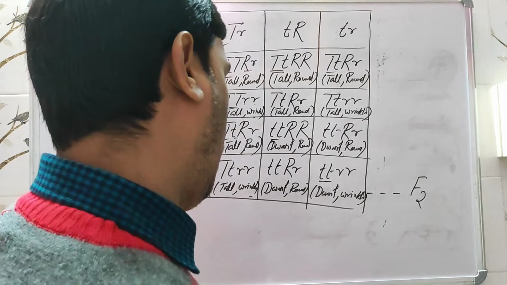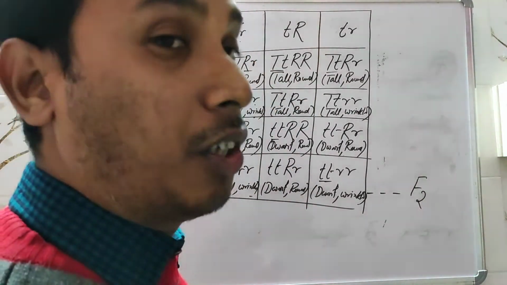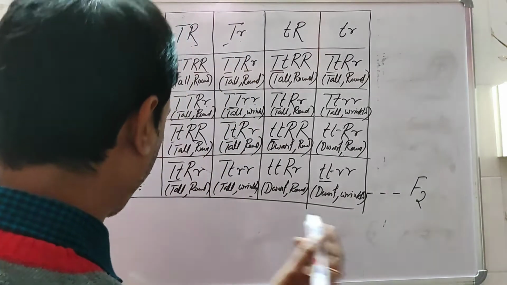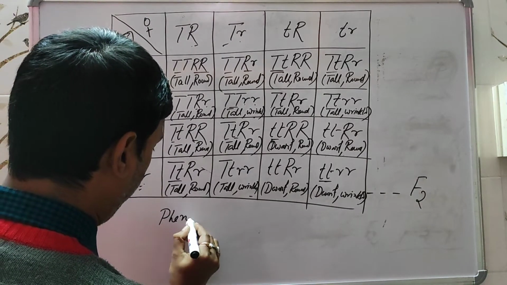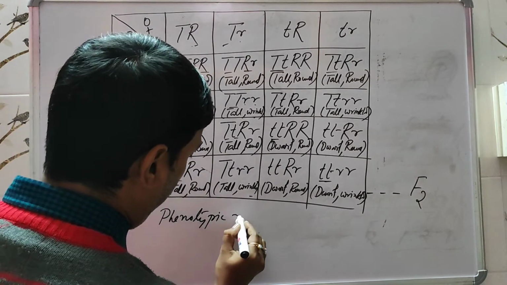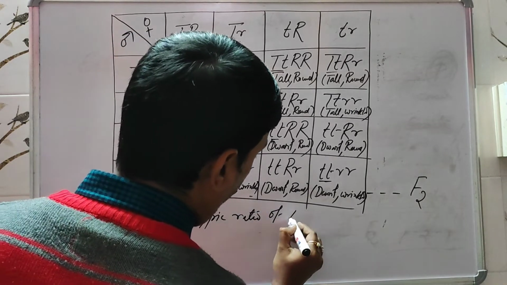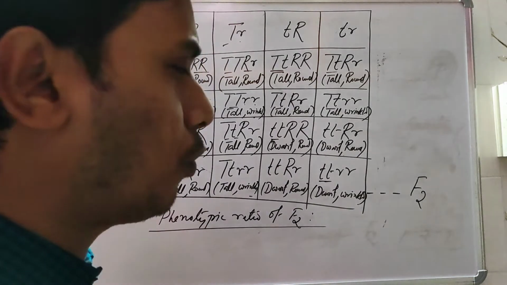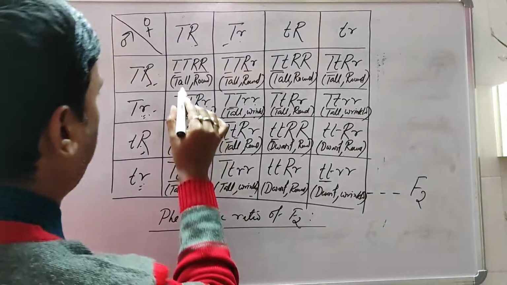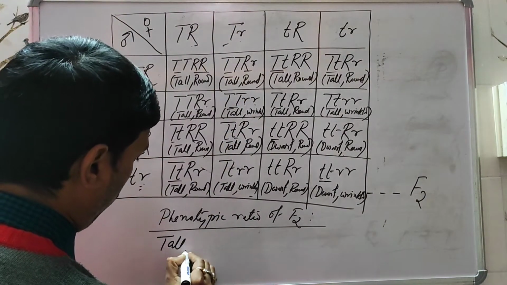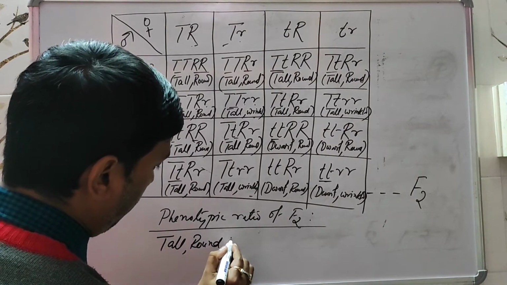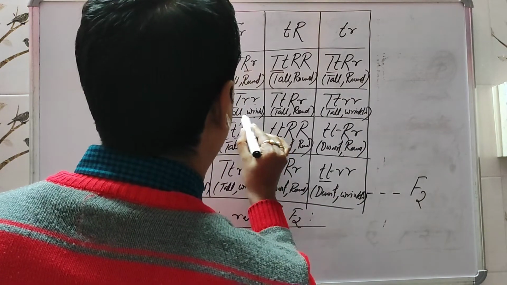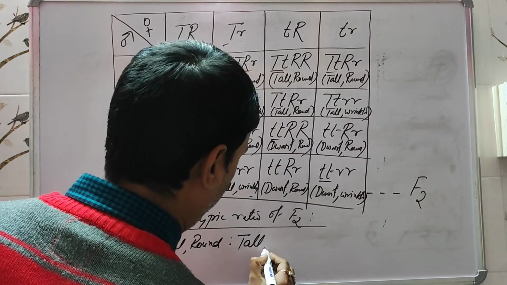Now if we observe the phenotypic ratio of the F2 generation, what will be the phenotypic ratio? So I am writing here the phenotypic ratio of F2. What type of characters did we mainly obtain here? If you see, we got tall, round. Then similarly you just see, we also get tall, wrinkled.